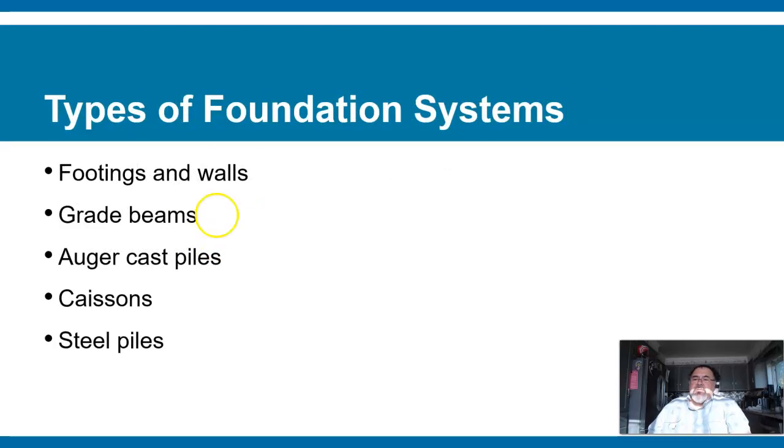Types of foundation systems. You got footings and walls, grade beams, auger cast piles, caisson, and steel piles. Okay, so these are all considered different types. I had spoken about the steel pile, the auger cast piles. I thought they were connected. We'll see. And then we're going to get an explanation of caissons. So let's go on.